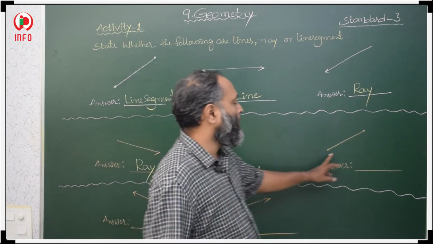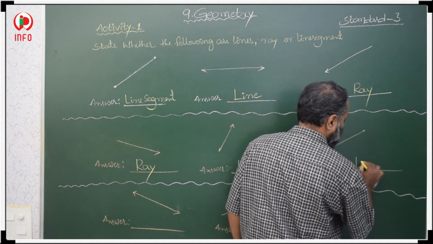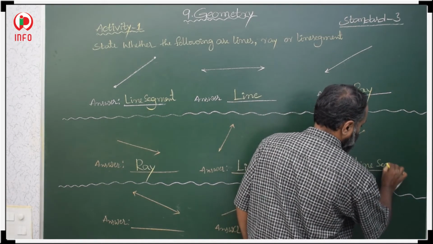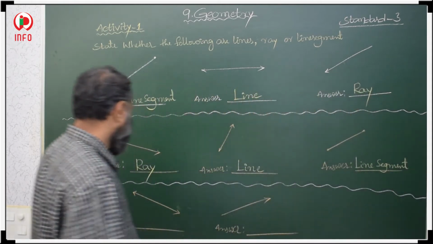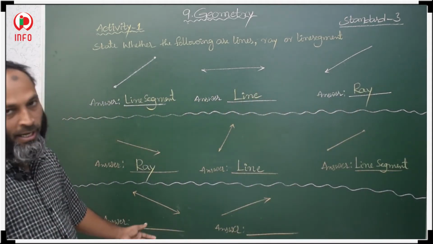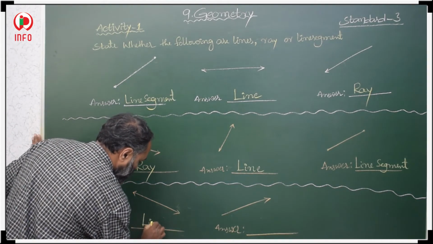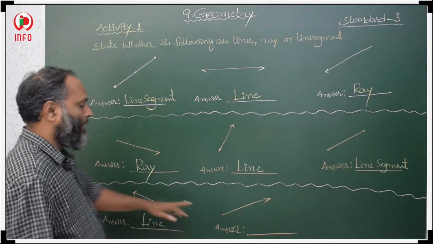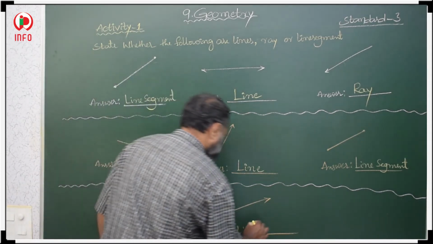Here we have two endpoints. So this is a line segment. Now here we have no endpoints. It extends in both directions. So it is a line. Here we have one endpoint. It extends in one direction. So it is a ray.